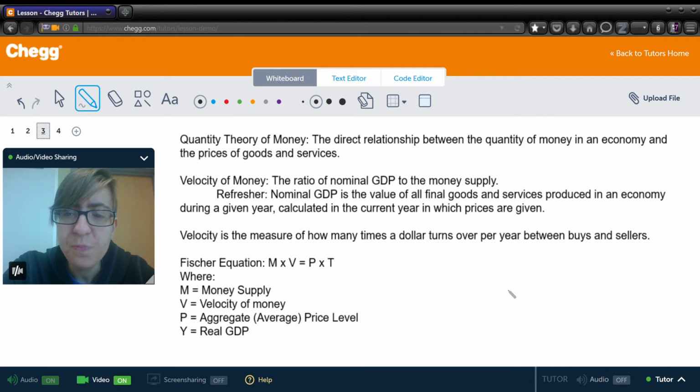So, what does all this mean? The ratio of GDP to the money supply. Oh, that sounds horrible. So, velocity is the measure of how many times a dollar turns over per year between buyers and sellers.